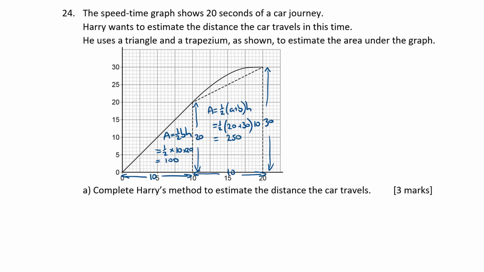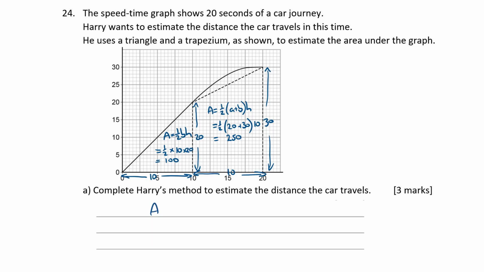Okay, so my total area under curve is going to be the area of the triangle plus the area of the trapezium, which is 100 plus 250, which is 350. And the units must be what we've got, meters per second and seconds. So that must come out to be meters then. 350 meters.